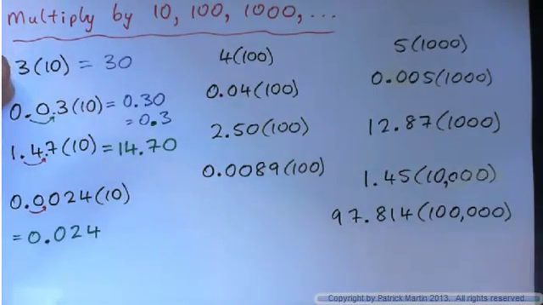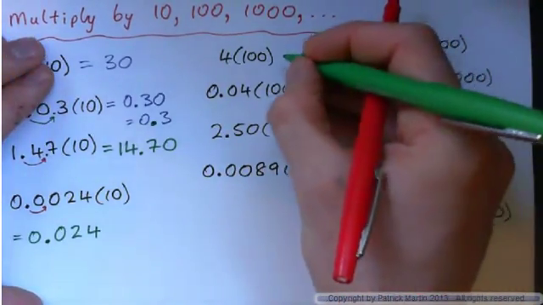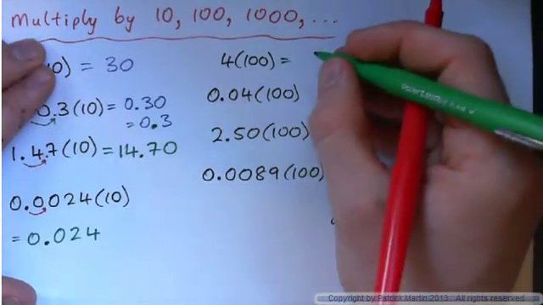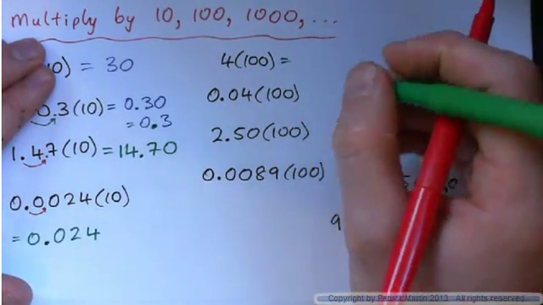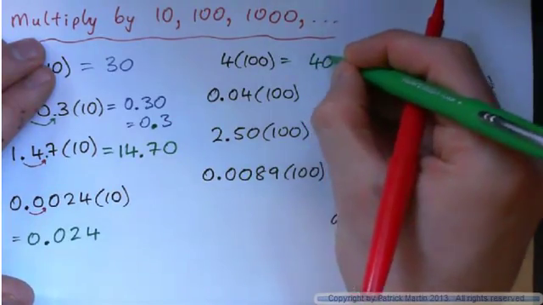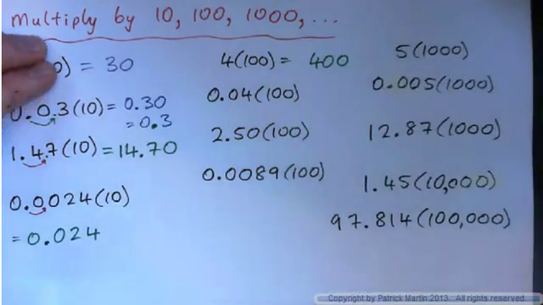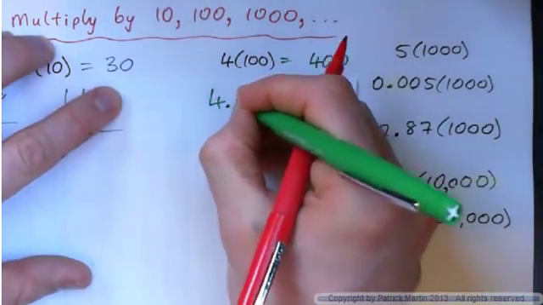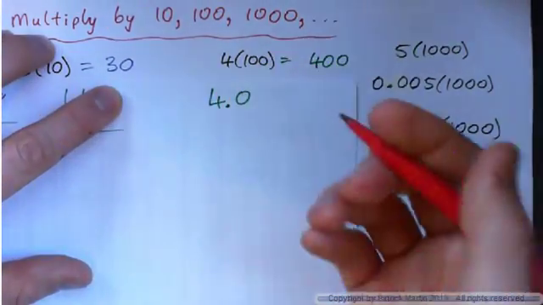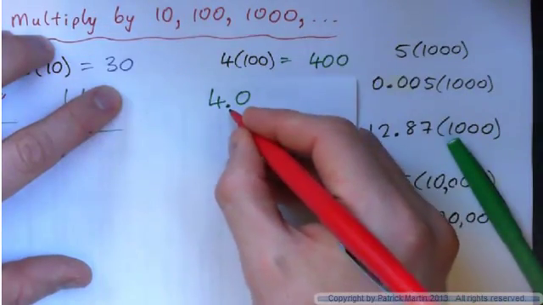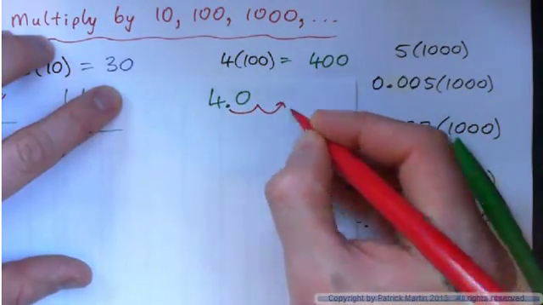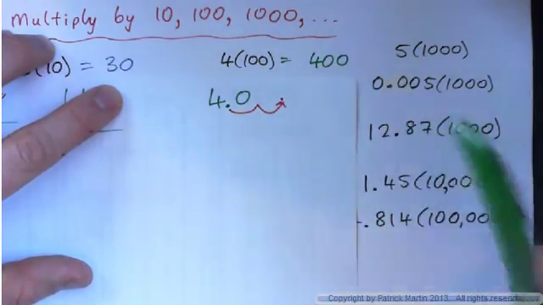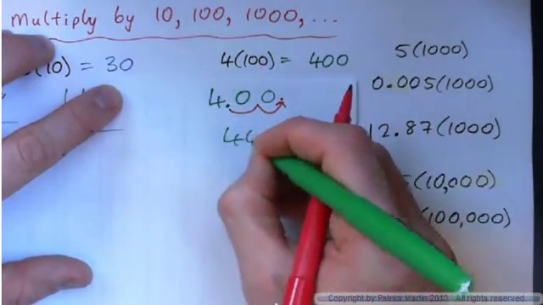Multiplying by 100. 4 times 100 gives what? $100 bills would be how many dollars? $400, right? So this time we started with 4.0, because 4 is just 4.0, let's say, and we skipped the decimal point 2 spaces to the right. So if you times it by 100, the decimal place goes 2 places to the right. See that? And then you end up with 400, right?